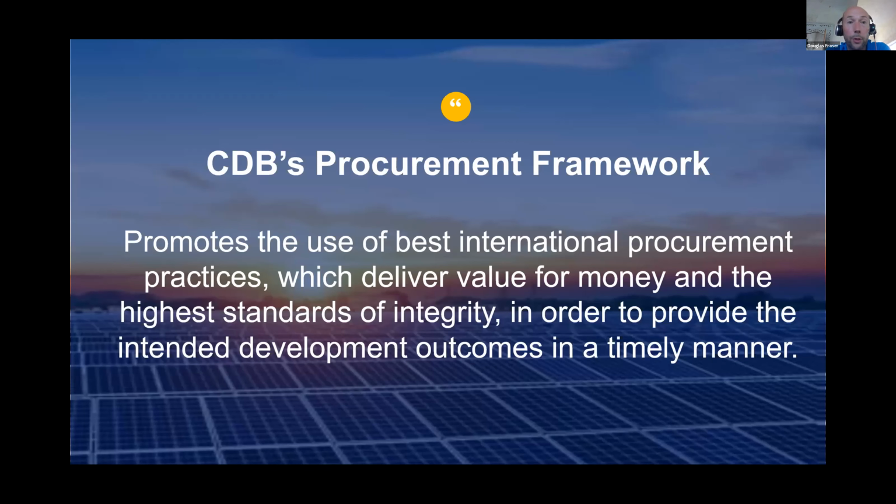Just to say that we have a new procurement framework that was approved by our board in the summer of 2019, and we're seeking to promote the use of best international procurement practices which deliver value for money and the highest standards of integrity in order to provide the intended development outcomes in a timely manner. A little bit harder than it actually is on paper, of course.